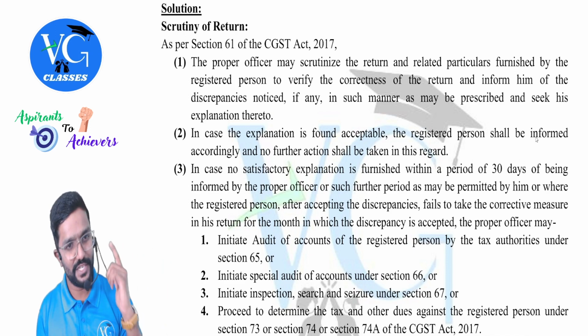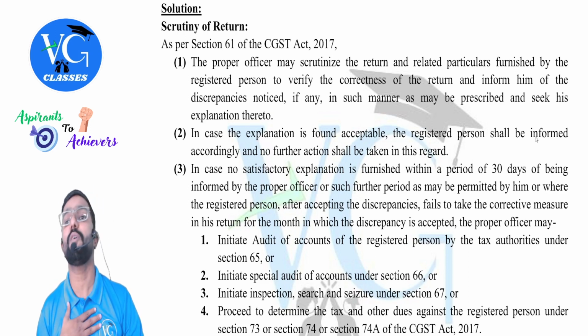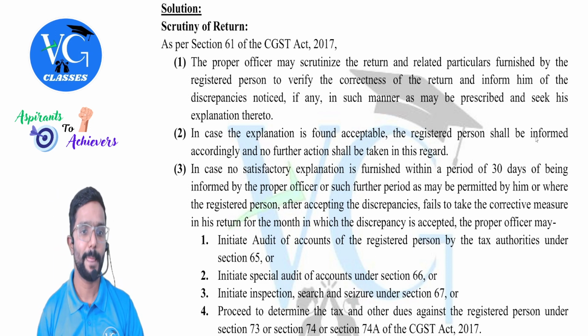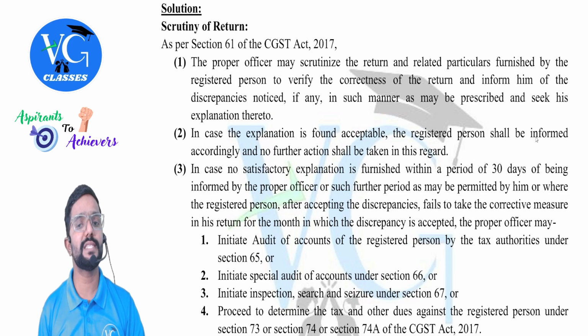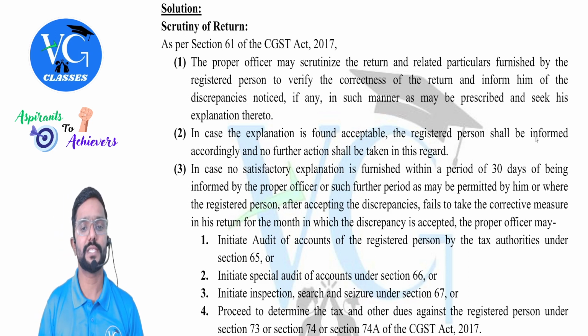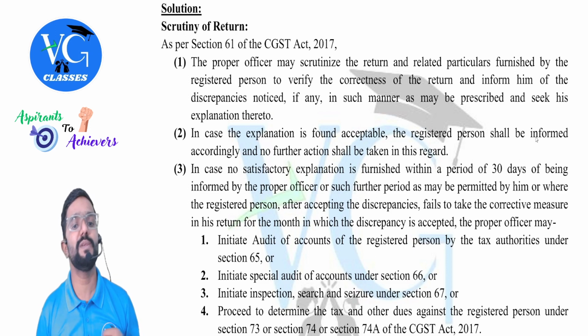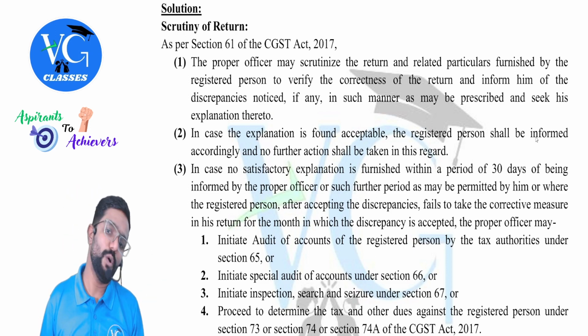Subsection 1. As per Section 61 of the CGST Act 2017, what power does the proper officer have in this case? The proper officer may scrutinize the return and related particulars furnished by the registered person to verify the correctness of a return, and inform him of the discrepancies noticed, if any, in such manner as may be prescribed, and seek his explanation thereto.